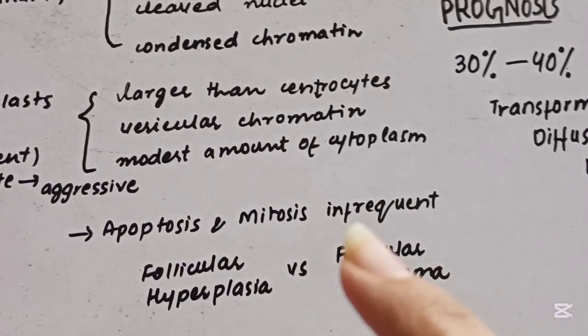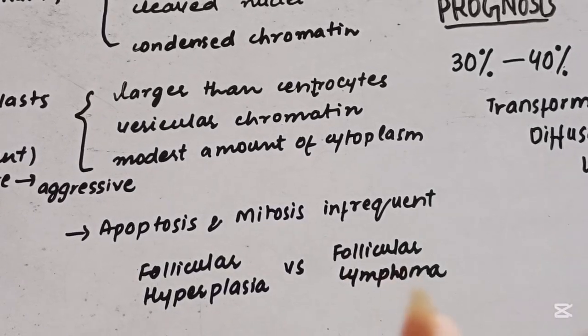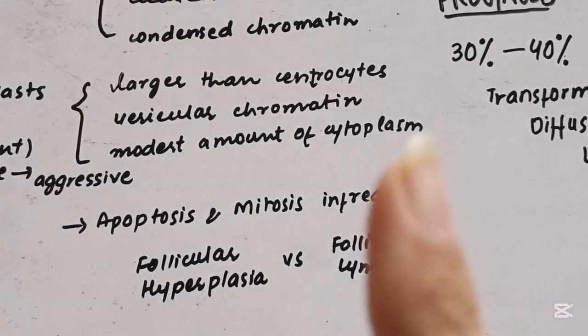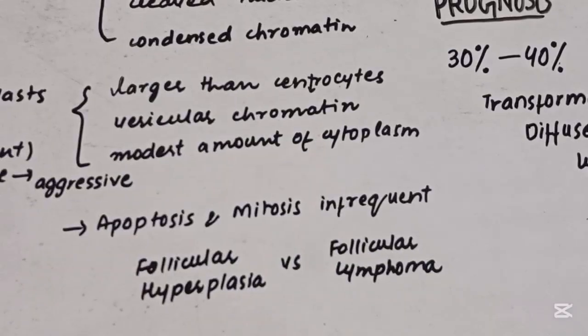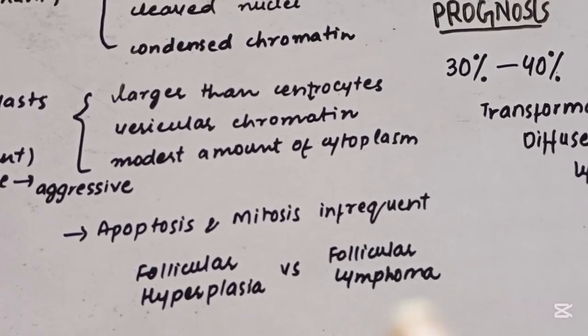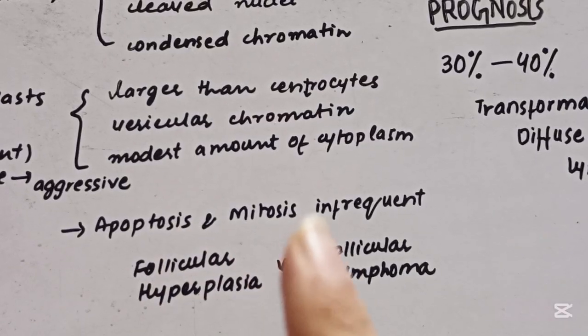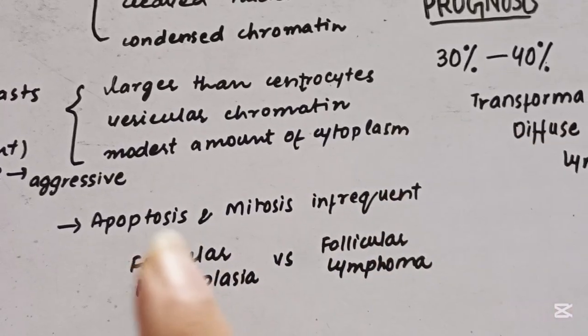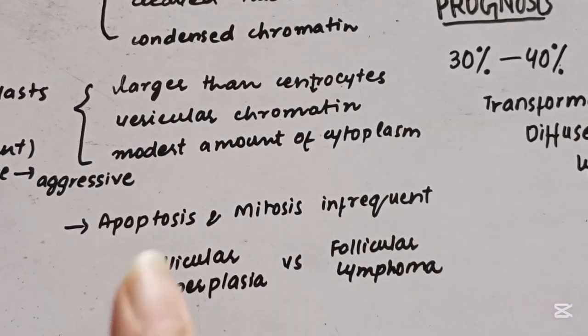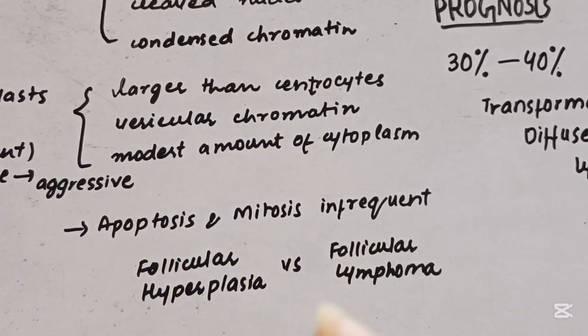Apoptosis and mitosis are very rare. They are infrequent. And this is the distinguishing point between follicular hyperplasia and follicular lymphoma. In follicular lymphoma, apoptosis and mitosis are infrequent, whereas in follicular hyperplasia, apoptosis and mitosis are both very frequent.